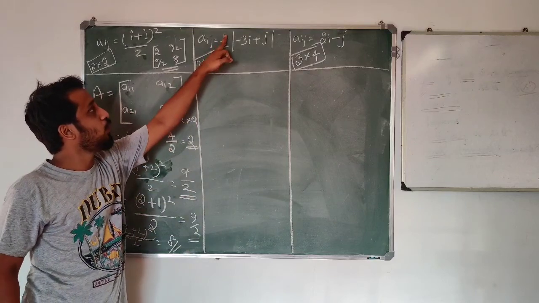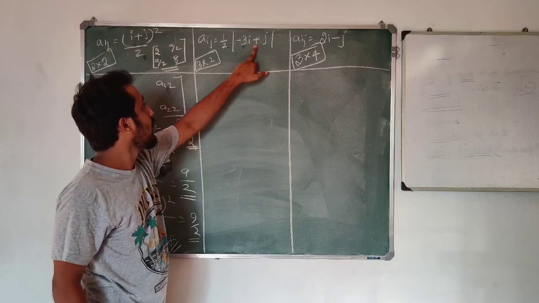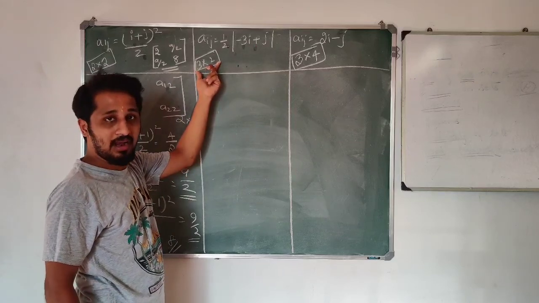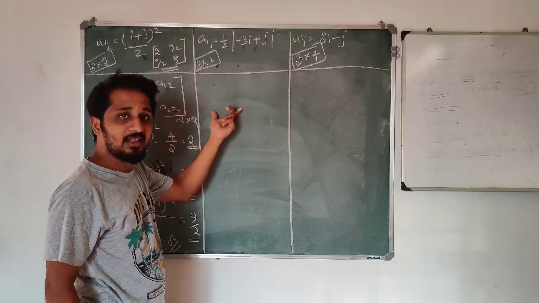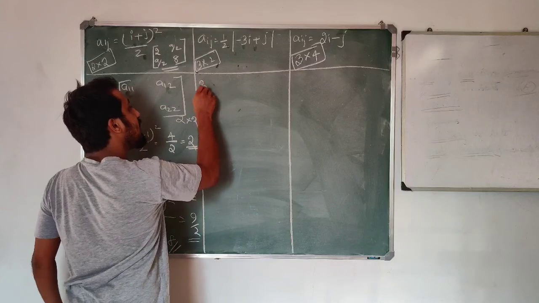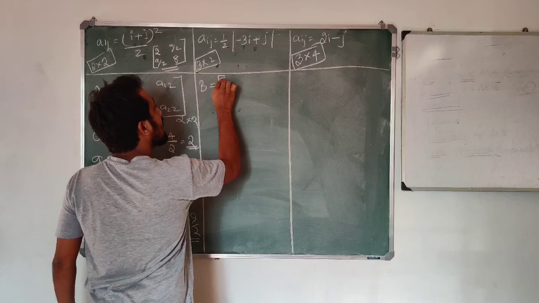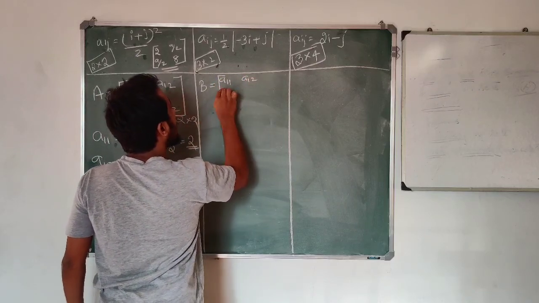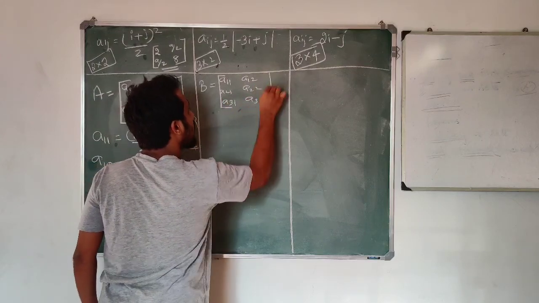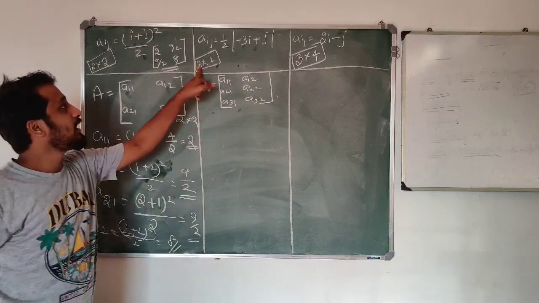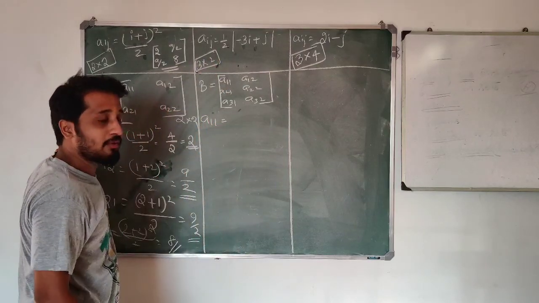Aij is equal to 1 by 2 into modulus of (minus 3i plus j). You have to construct a 3 cross 2 matrix or 3 by 2 matrix. For that, first you have to write the general form of a matrix, that is B is equal to, any capital letter of the English alphabet, B is equal to A11, A12, A21, A22, A31, A32. This is the general form of a matrix containing 3 cross 2. Similarly, you have to find out each element.